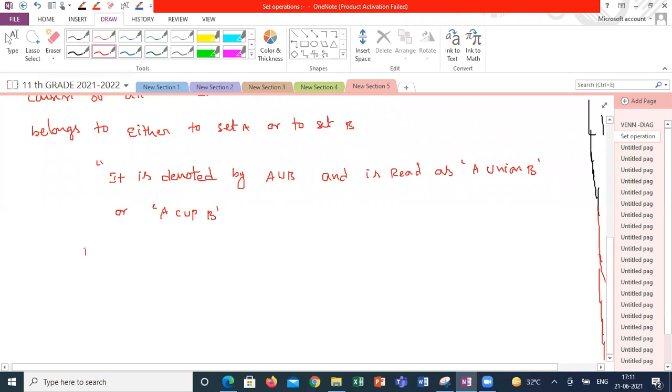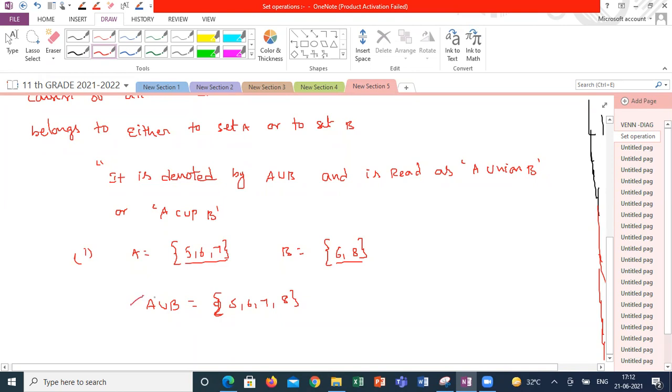Suppose A is equal to 5, 6, 7 and B is equal to 6, 8. The set operation A union B means you collect all the elements of A and all the elements of B. You collect all the elements of A: 5, 6, 7. 6 is already in A, and 8 is not in A, so one more element you have to take from B.